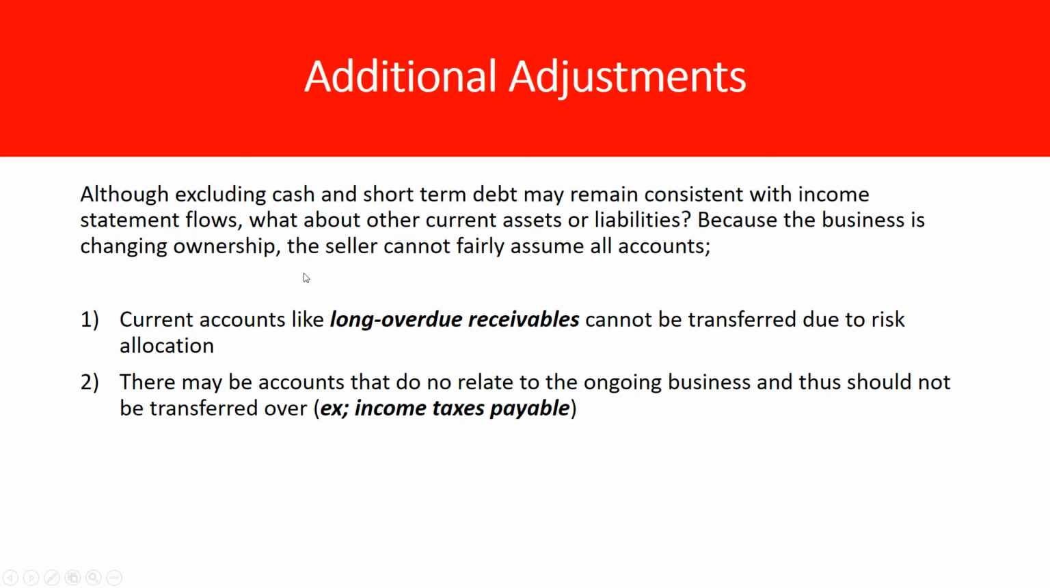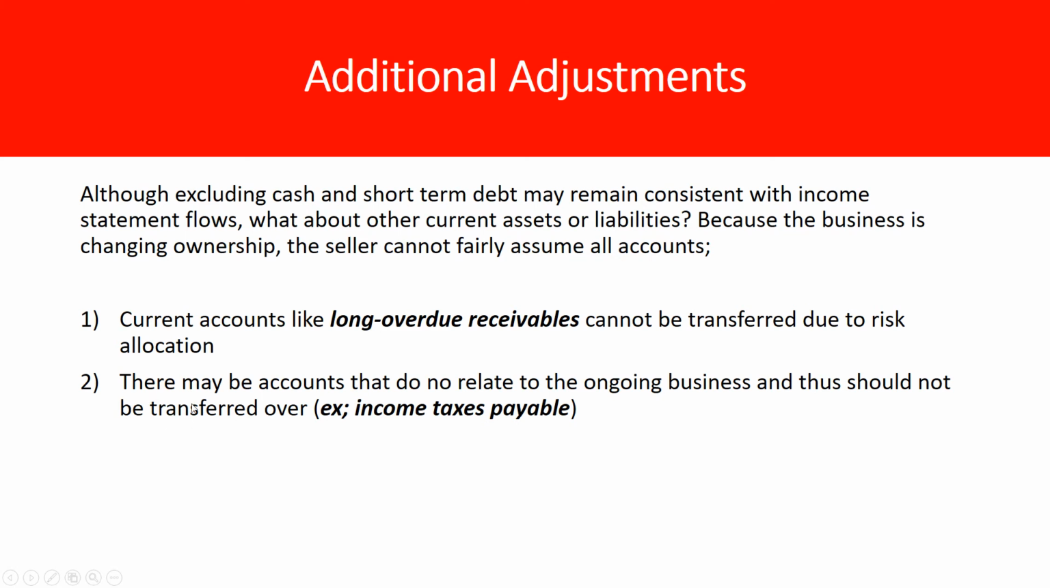Now, although excluding cash and short-term debt may remain consistent with income statement flows, what about other current assets or liabilities? Because the business is changing ownership, the seller cannot fairly assume all accounts. So current accounts like long overdue receivables cannot be transferred due to risk allocation. It would be unfair for the buyer to assume these risky receivables, and therefore they should not be paying for those receivables.